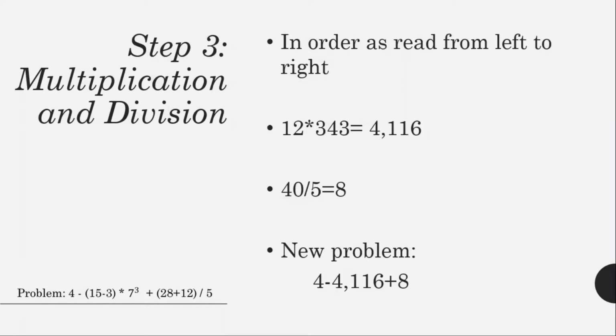We write this answer into our new problem to remind us of what we've already done. Our next step is multiplication and division. Again, multiplication does not always come first. You do whichever operation comes first when reading from left to right. We happen to have multiplication first here. We take our 12 from the parentheses step and multiply it by the 343 from our exponent step to get a product of 4,116. Next, we take our 40 from the parentheses step and divide it by 5 to get 8. Then we write these answers down in our new problem.